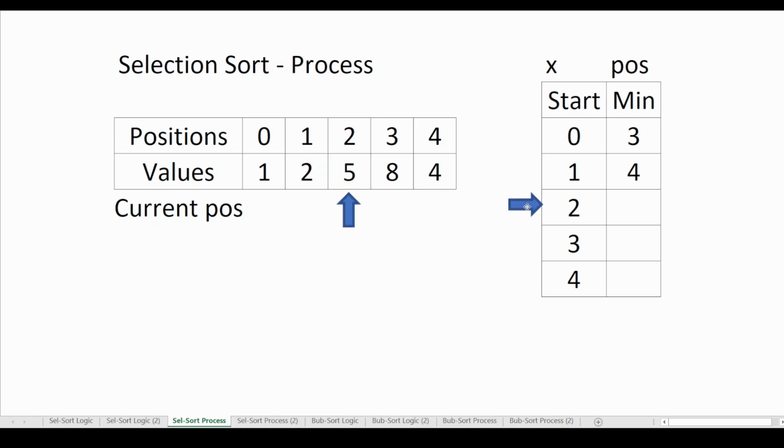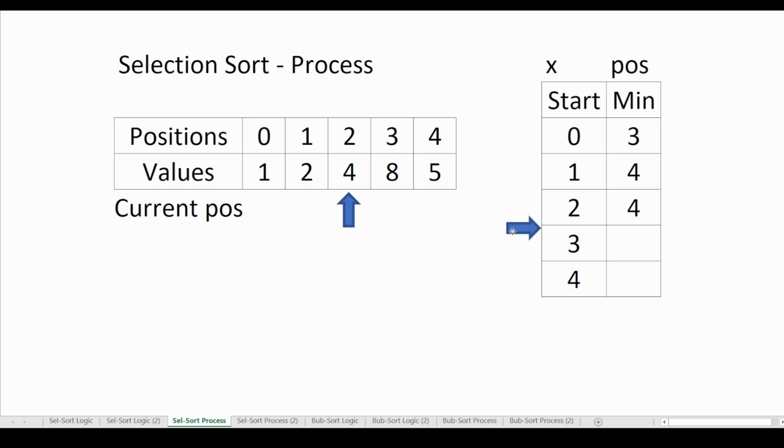Next is position number 2. Starting from 2 till 4, where is the smallest value? The smallest value is now on 4 also. Same thing, so position number 2 and 4 need to be swapped. I put 4 here and put 5 here.